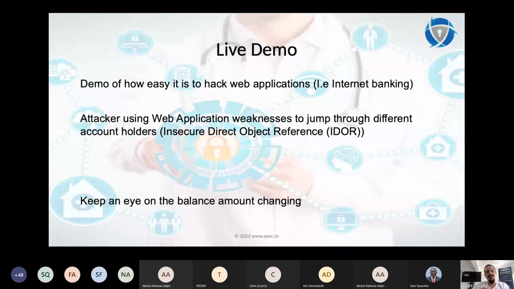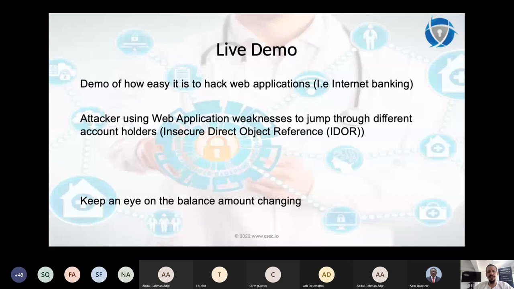So this is a demo of a web application, in this case, an internet banking. The attacker is using a web application weakness to jump through different bank accounts. In a typical scenario, you go to your online banking, you use a password, you may be asked for an extra code, which they send to you in a text.